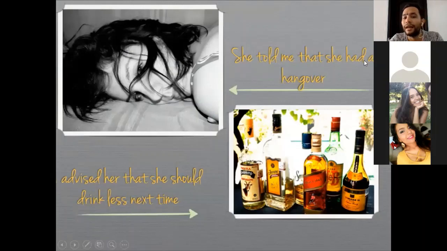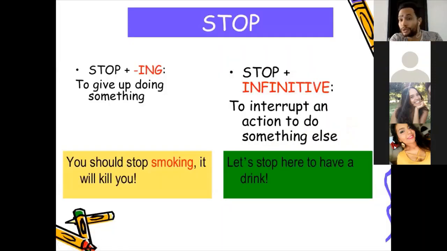And here, take a look. She told me that she had a hangover. This is more like reported speech. She told me that, right? And I advised her that she should drink less next time. Again, more like reported speech, but again, we got the verbs right here using the clause stuff. And well, this is what I was telling you before, the verbs that have different meanings with ing and with infinitive. So take a look.